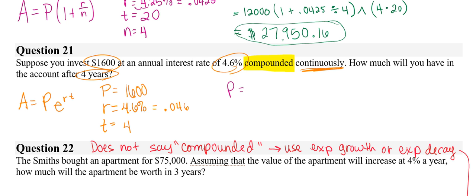A equals, what in the world? Cuckoo for Cocoa Puffs. P e to the power 0.046 times 4. Right, in the calculator, what I get is $1,923.23.